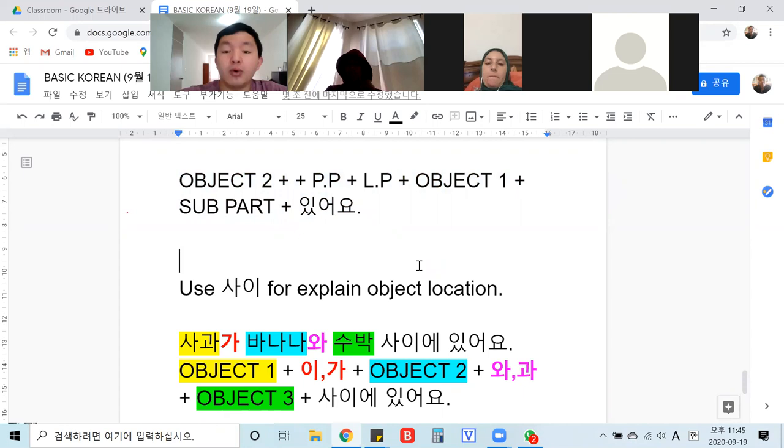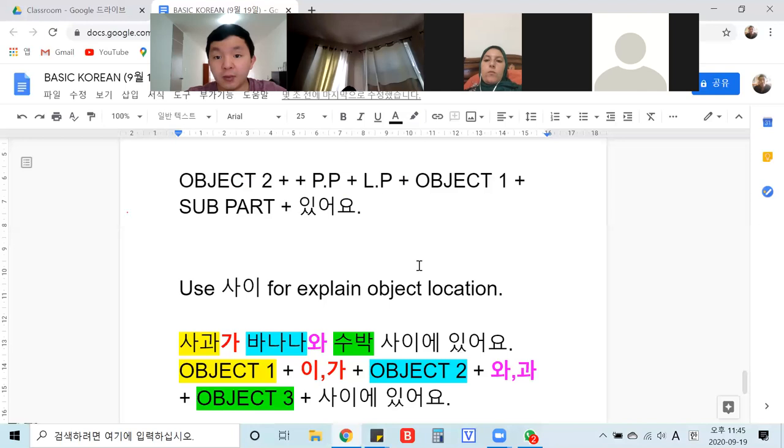Let's think about it logically. I'm trying to explain my cell phone's location again. I have a tea here. So my cell phone is in between the tea and the pen. Again, my cell phone is in between the pen and the tea. As you can see, it uses three different objects: a pen, a cell phone, and a tea. In Korean, it's exactly the same. When you're trying to explain something in between, you have to use three different objects.